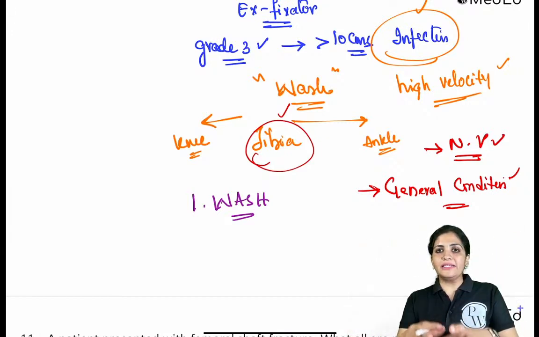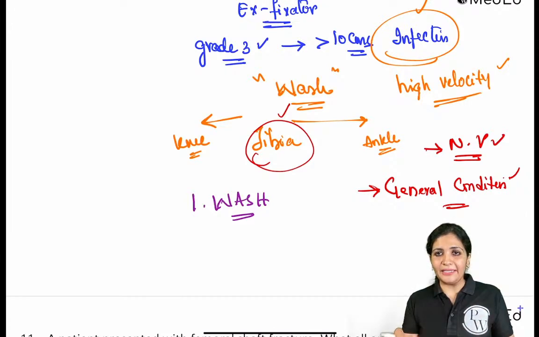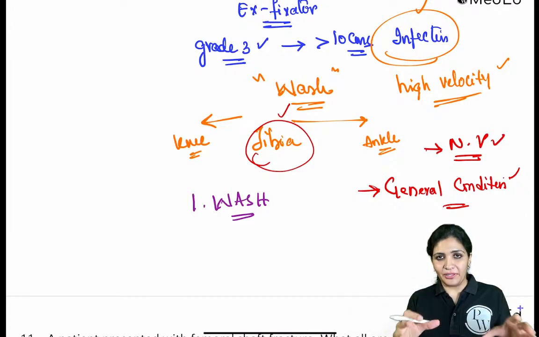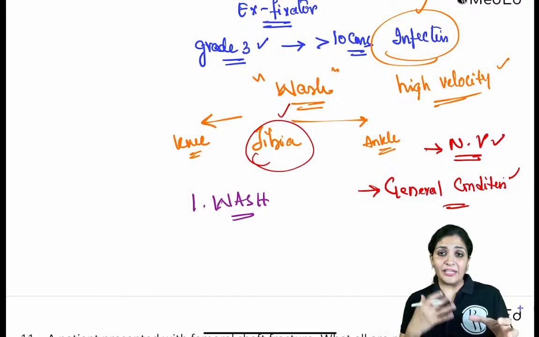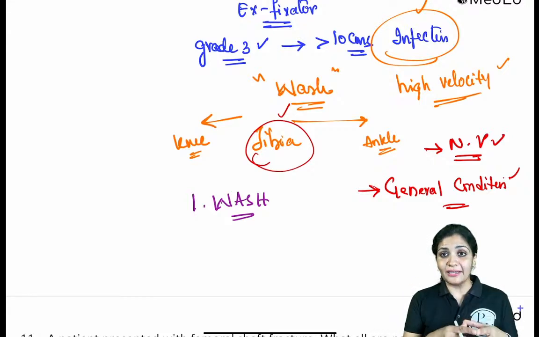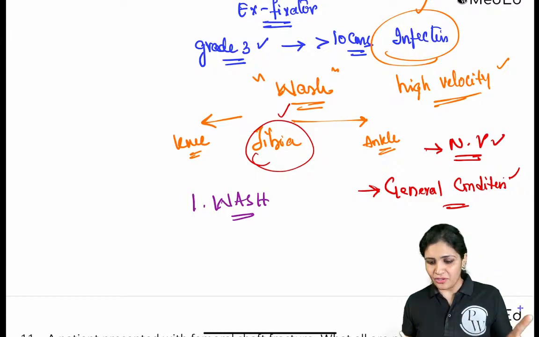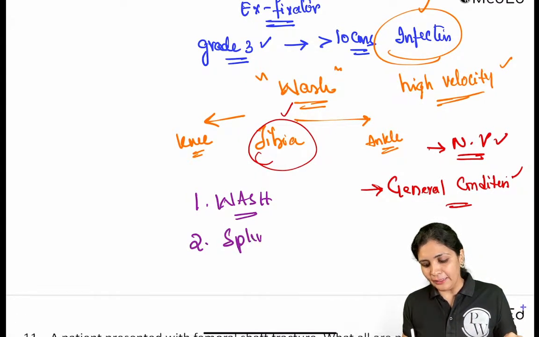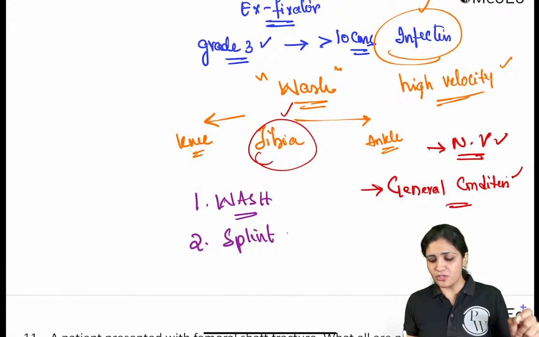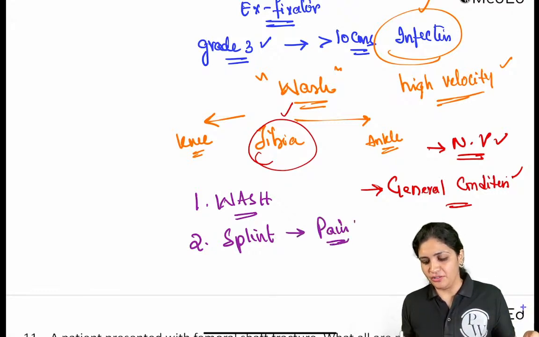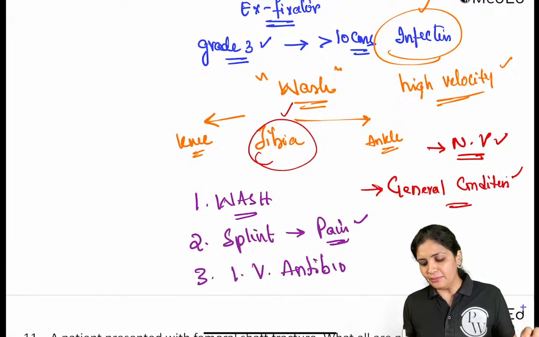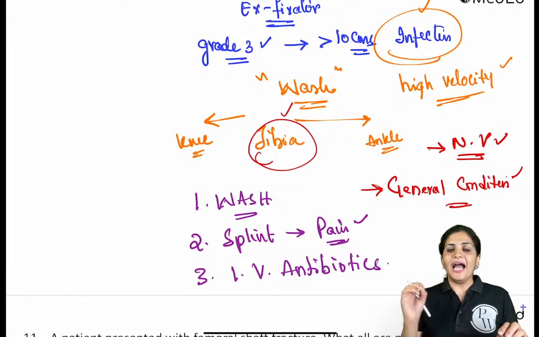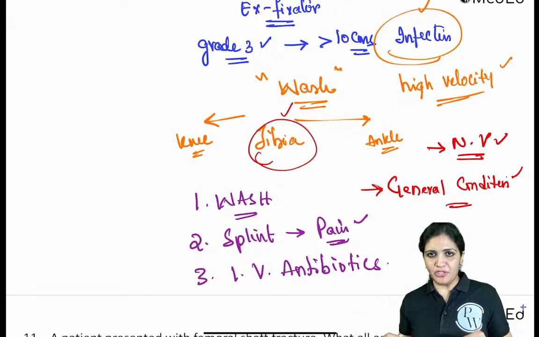You remove all the dirt present on the skin, then pour liters of saline into it and wash it completely. Remove all the extra pieces present around the open wound. It could be manure, it could be grass, it could be contamination. Based on that, you assess whether this is grossly contaminated or mildly contaminated. Once you have given the wash, you have to splint it immediately, because this is what gives pain relief to the patient. Then you start your antibiotics. Very, very important: start the IV antibiotics. These are the steps which should be followed.